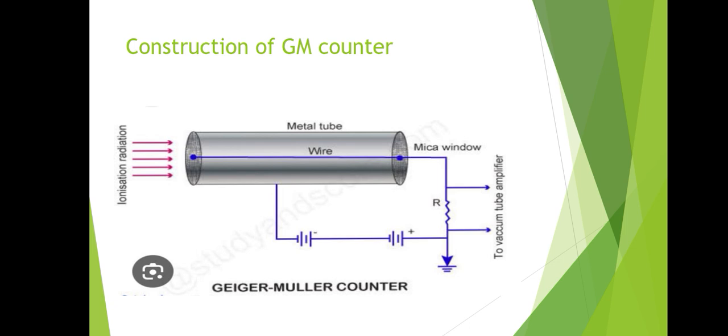Here this diagram shows the construction of GM counter. In this diagram, the tungsten wire is attached through the resistance R and high voltage is provided. It consists of a hollow metal cylinder tube and a mica window.